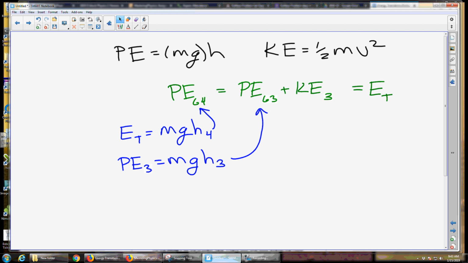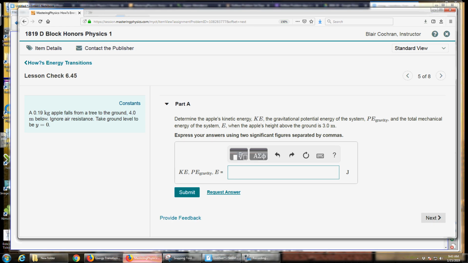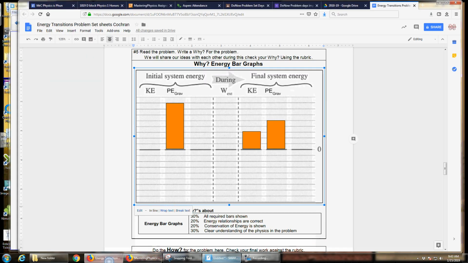I think they want them separated by a comma. So put in your kinetic energy, comma, your potential energy at 3, comma, your total energy, all in joules. So that's where I got that equation from, that green one, right? And that's why I find these whys so helpful. It shows me how to set up my major relationship. I'm going to give it a try. You should give it a try.